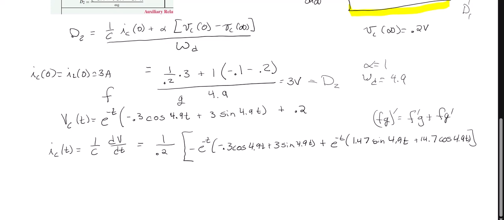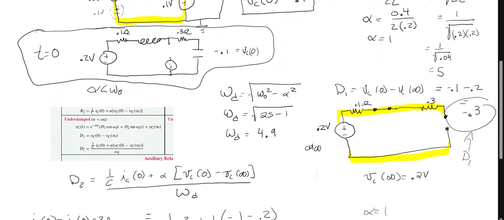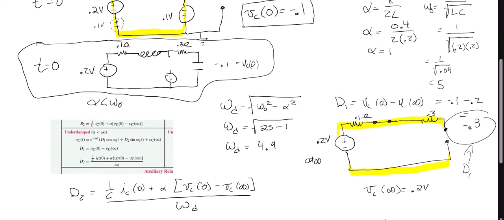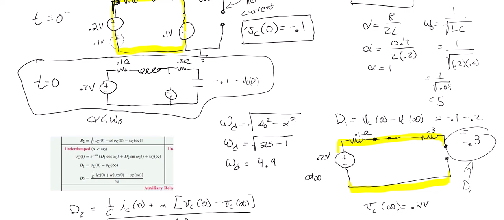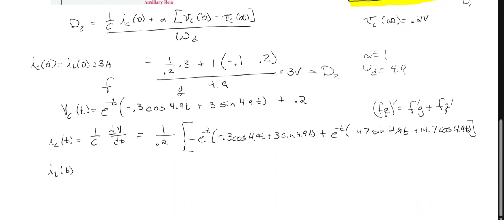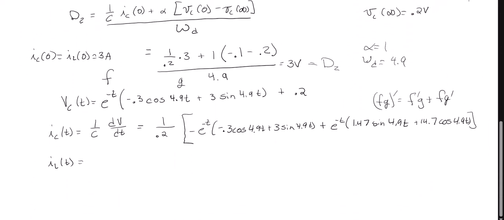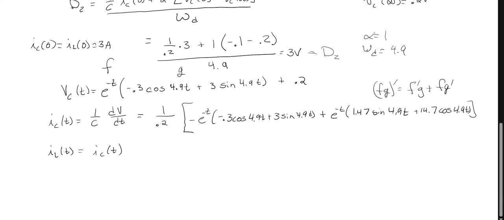Okay. So the problem asked me to find IC of t and IL of t. So I need to look and see, do I need to do something else to find IL of t? Do I need to use current division? What do I need to do? And I look at my circuit at t equals 0, and I see that everything is in series. So everything has the same current. So I don't have any more work to do. IL of t also equals IC of t.